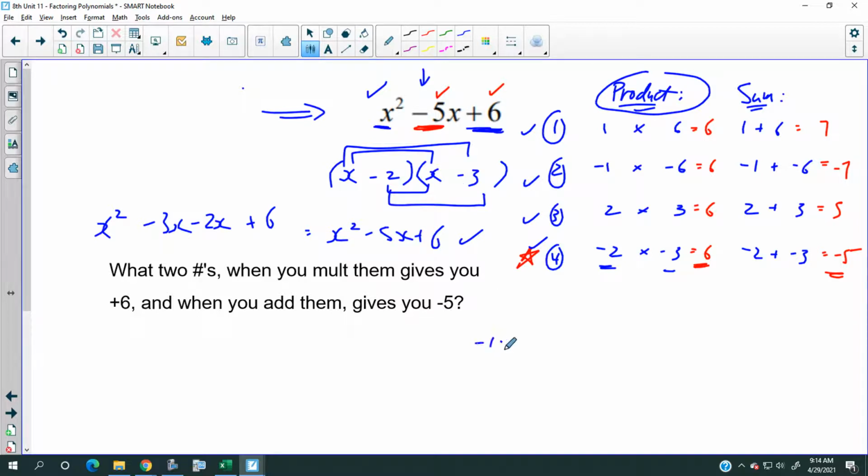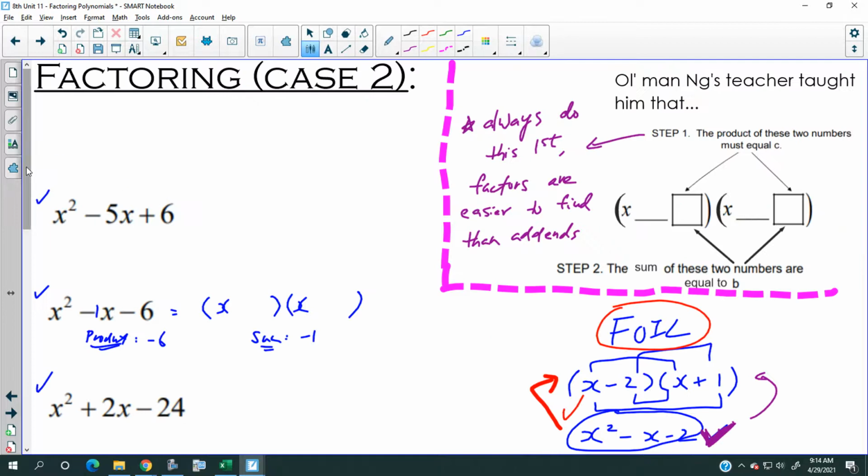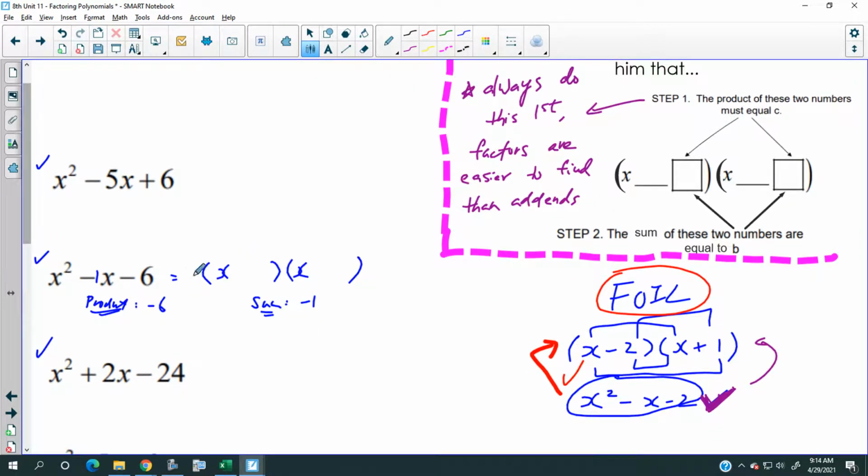Because you can have -10 plus 5. You can have -15 plus 10. It's endless, the number of ways you can get -5. So that's a terrible way to find your 2 magic numbers, so to speak. So that's why we always work with the product first. Okay? So that's it. What are the factors of 6?